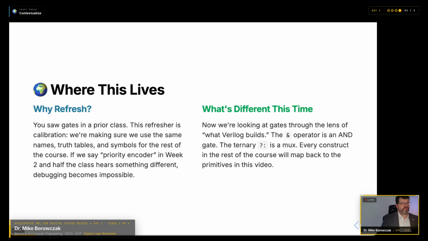So big things that are different. We are looking at gates through the lens of what does Verilog build? The ampersand, the AND operator, is an AND gate. The question mark colon, the ternary operator, it's a mux. Every single construct in this course maps back to primitives in this video, so it's important.